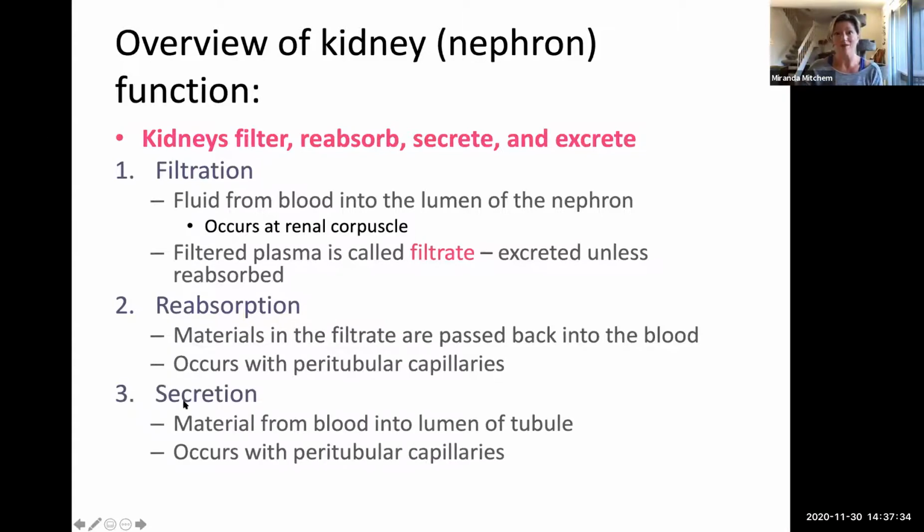Secretion is the other way around, going from the bloodstream into the filtrate. And that happens in the kidney too. And it is also in association with the peritubular capillaries. So we've got our filtration, reabsorption, secretion, and then what is left over in the filtrate is excreted in the form of urine.